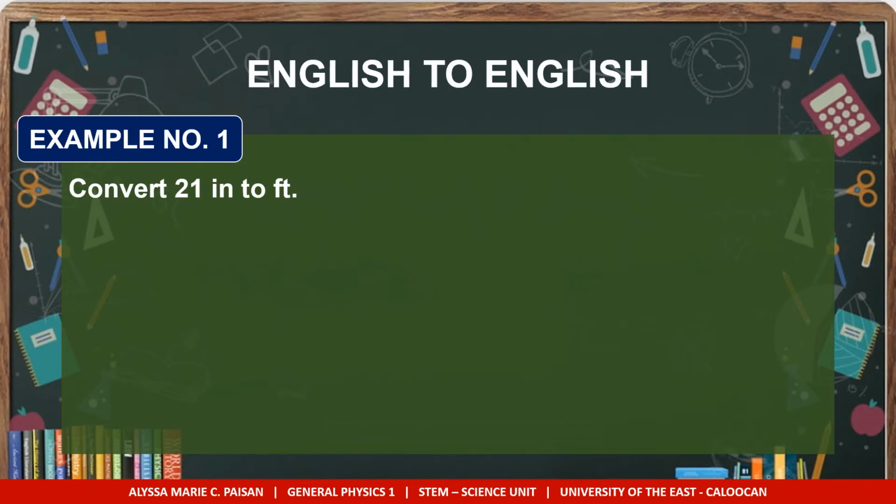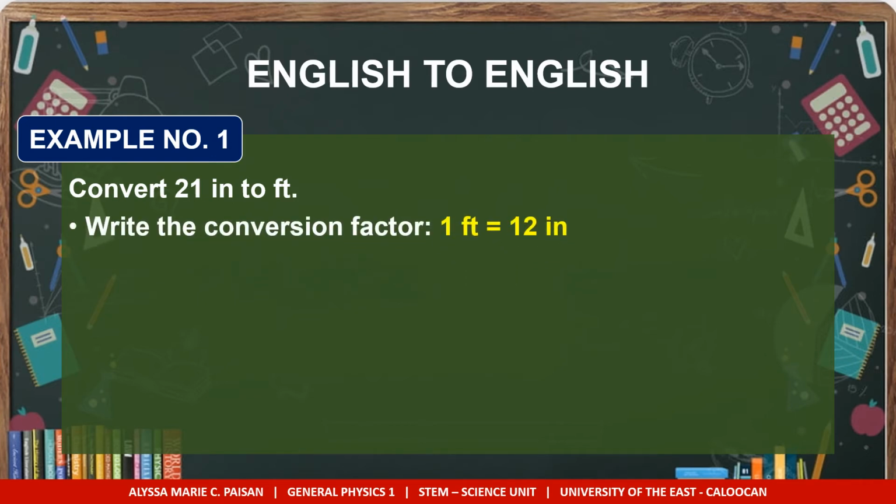I will show you 3 examples of converting from one English unit to another. Example number 1 is to convert 21 inches to feet. The first thing that you should always do in converting is writing or identifying the conversion factor. In this example, we need to convert inches to feet. Therefore, we should write a conversion factor that involves the equivalence of inches in feet. Based on the table I showed before, 1 foot is equal to 12 inches.